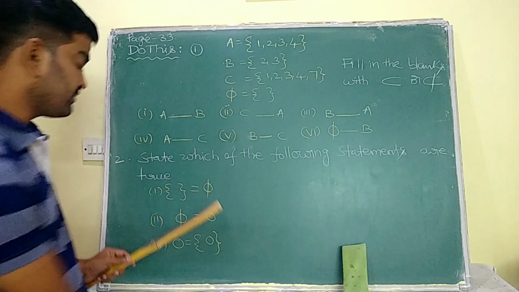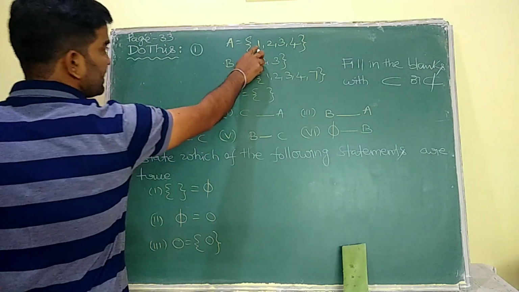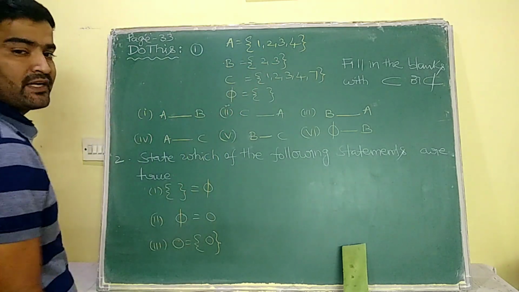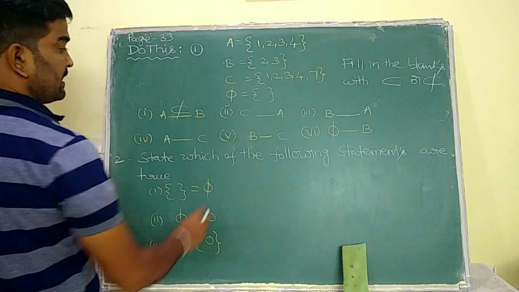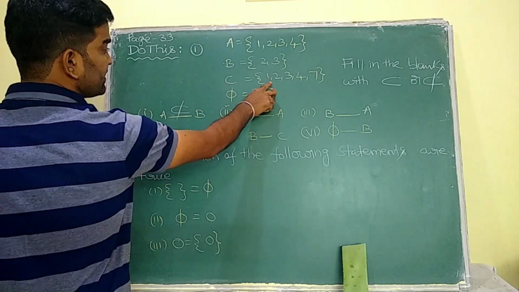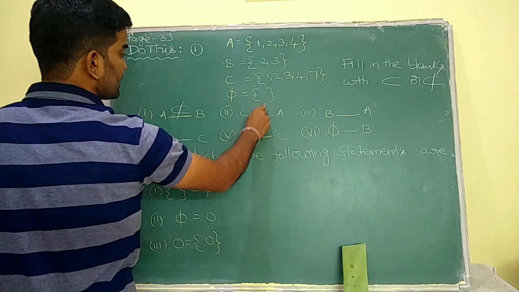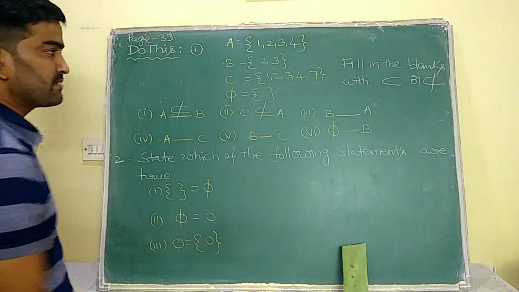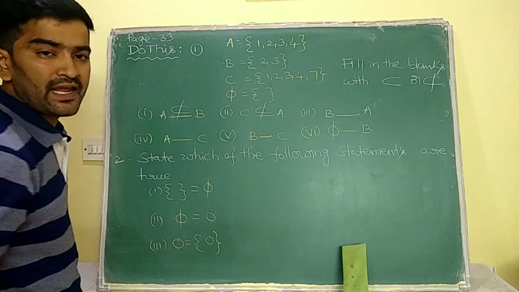Here, the first one is A blank B. Check, are all the elements of A there in B? No. So here we have to write does not subset. Are all the elements of C there in A? No. So that's why here we will write does not subset. Why? Because in C we have 7, and that 7 is not there in A.